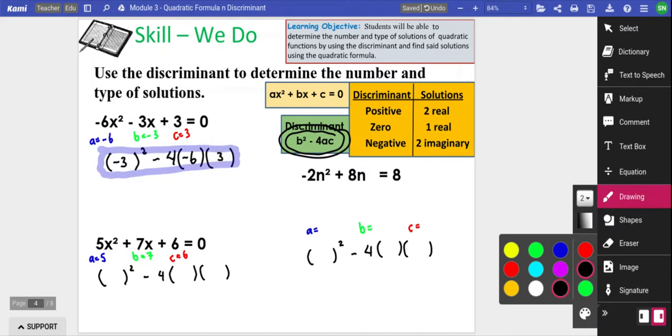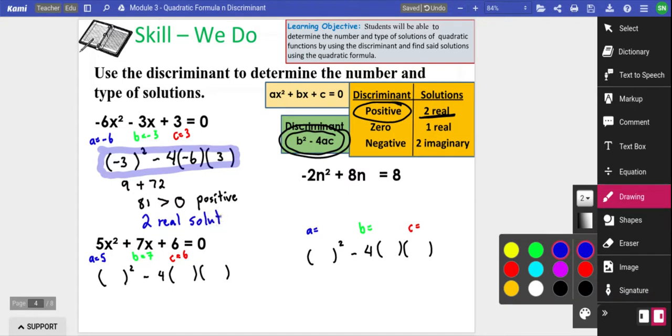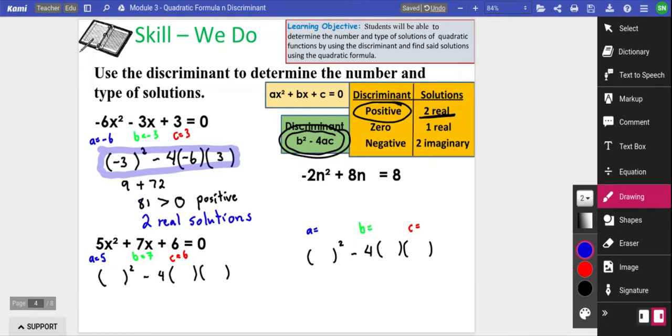Let's evaluate. -3 squared, any number squared is positive, so this becomes 9. Then we have -4 times -6 is 24, times -3 is positive 72. When added those two together, I get 81. This is bigger than 0, so positive. And because it is positive, we have two real solutions. Again, because this is bigger than 0, which is positive.